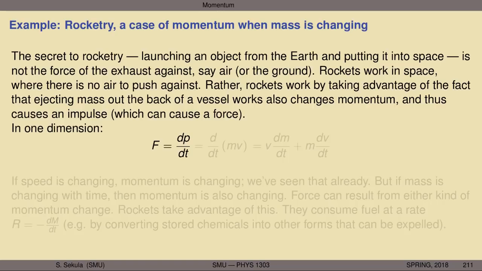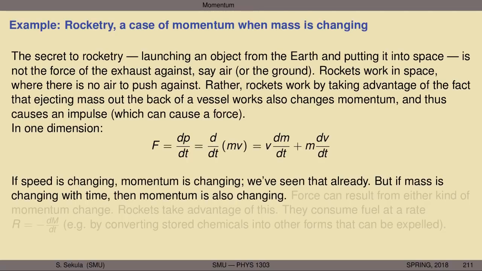So in one dimension, if we think about a rocket as moving along only one dimension, the force that's experienced by the vessel as it ejects mass out the back will be related to dp/dt, which is the time derivative of the product of m and v. But now we have a situation where m and v can change, and so we have a chain rule situation. m is a function of time. v is a function of time. So I have to do the chain rule on this product, and I wind up with v dm/dt plus m dv/dt. This is the result of doing the faithful execution of the chain rule, assuming that m is a function of time and v is a function of time.